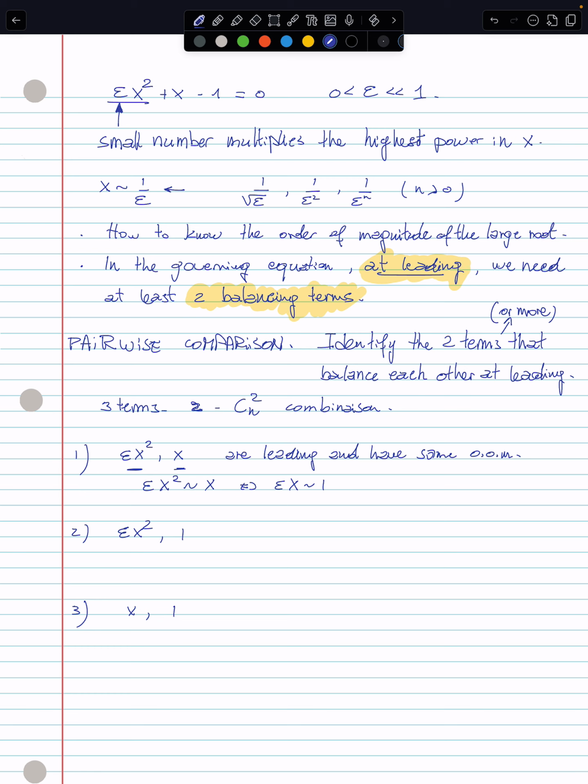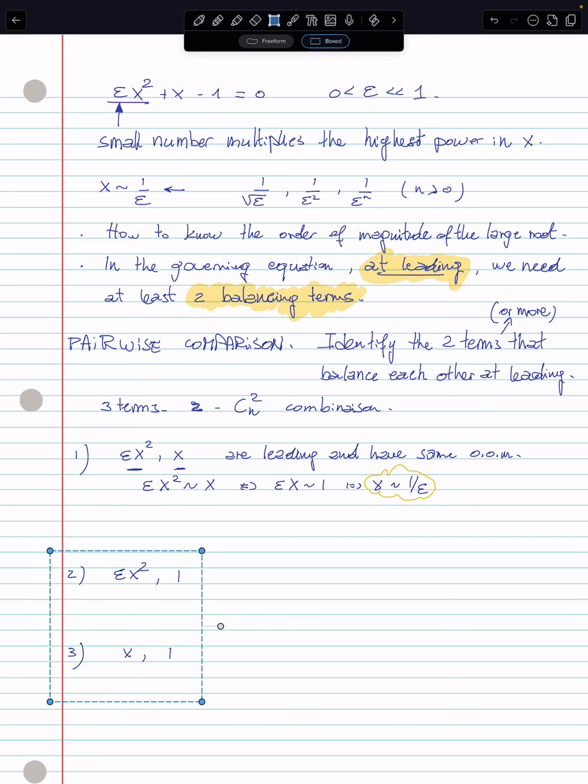It means that epsilon x is of order 1, and it means that x is of order 1 over epsilon. Wow, great, that's exactly what we were expecting, right? So one possible way to get two terms balancing each other is to have x being of order 1 over epsilon. There's something else we need to check. We need to check that by doing so, the orders of magnitude of the different terms is such that these two are well leading, okay?